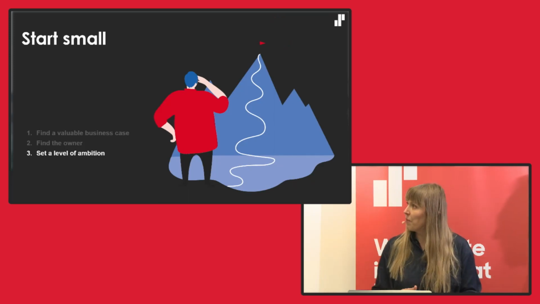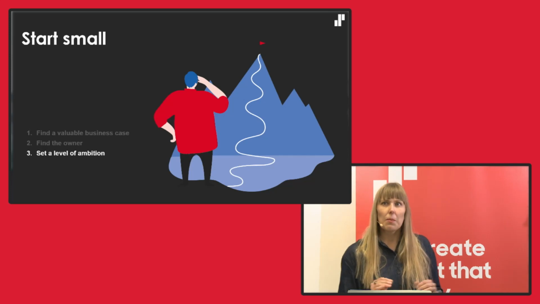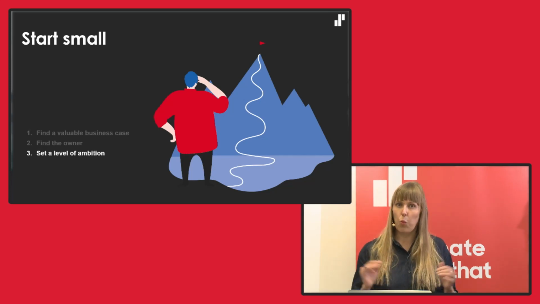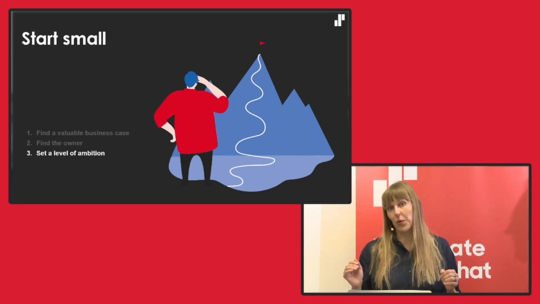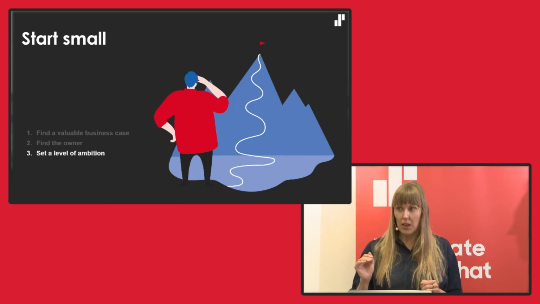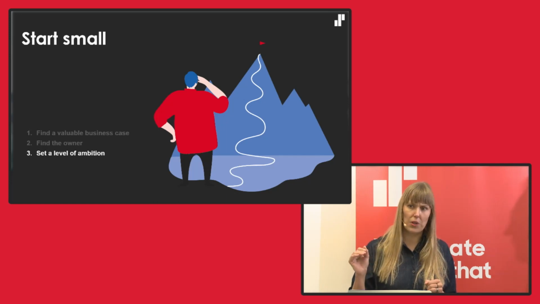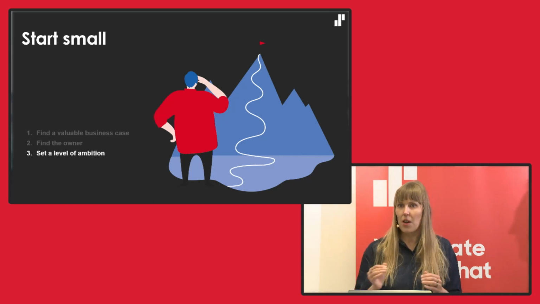The third step in our start small approach would be that you still need to think a little bit wider, more into the future, in more abstract terms, and you need to set up the level of ambition. It means what kind of a goal you would have from this exercise in general, like what do you want to reach?